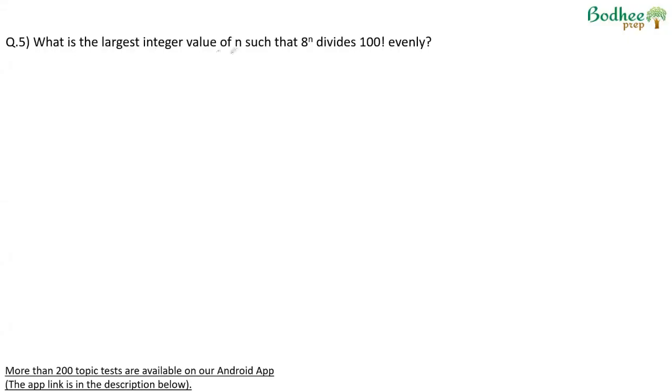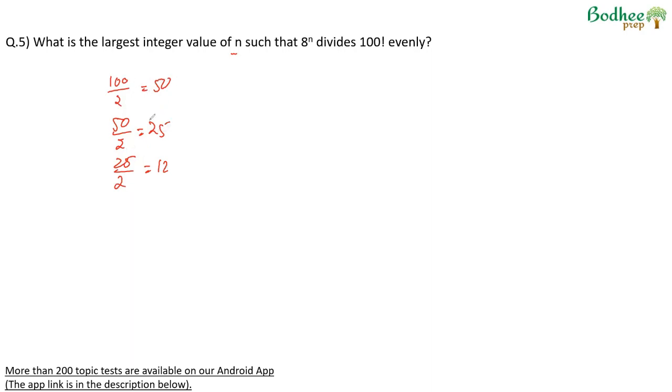What is the largest integer value of n such that 8 to the power n divides 100 factorial evenly? Now, in 100 factorial, if we look at the highest power of 2, we will start dividing this by 2. This is a standard format of finding the highest power of a prime dividing a factorial. Divide the number for which the factorial is being calculated by the prime that is being checked. Keep dividing successively and write only the integral part. So 100 by 2 is 50, then divide 50 by 2, 25.